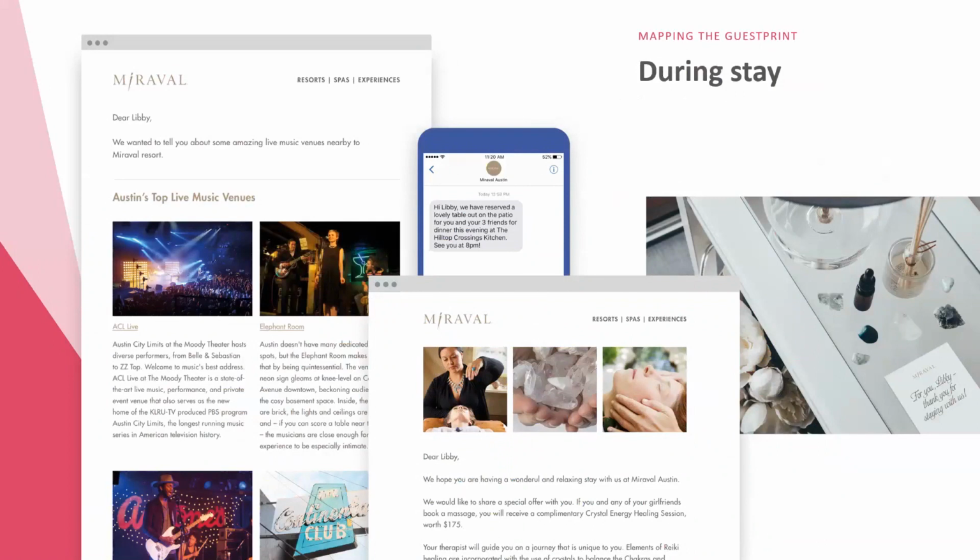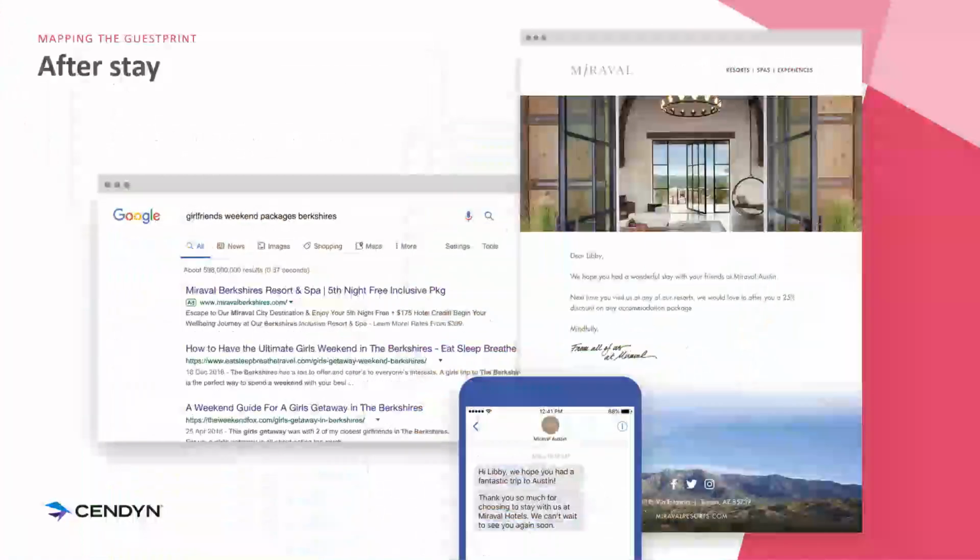You can see here with that global profile, you can send in-room gifts that are specific to what Libby has booked in the past, things that she enjoys, things that we know that she likes. And if she's booked at the spa in the past, let's send her a specific offer for a treatment that we know she's booked in the past.